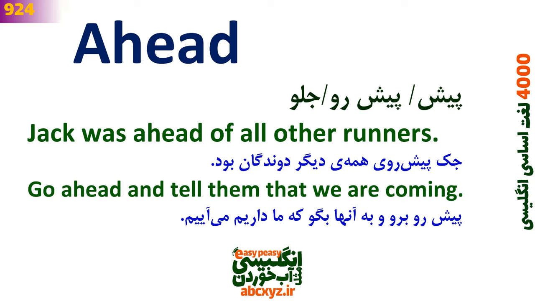Ahead، پیش، پیشرو، جلو. Jack was ahead of all other runners. Jack، آقایی به نام Jack، was ahead، جلو بود، پیش بود. از کی؟ Of all other runners. Run یعنی دویدن و runner یعنی دونده و runners یعنی دوندگان. All other runners، همه دیگر دوندگان. Jack was ahead، Jack جلو بود، پیش و رو بود. Of all other runners، پیش و روی همه ی دوندگان.